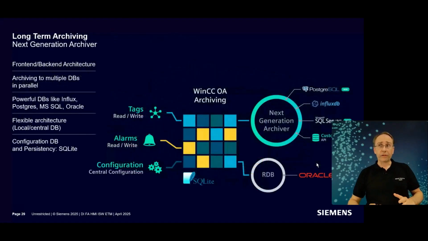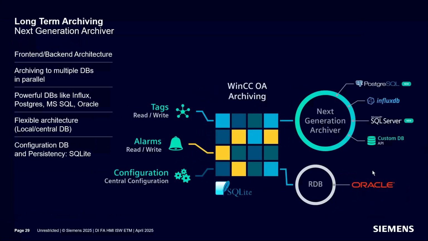Then, of course, we are going to have long-term archiving in place. But there is not only the long-term archiving, there is also the configuration of the system, which needs to be stored in some database. This database, which we use for storing the configuration, but also the process image, the persistency of the system, and not only the values but also the alarms, all of these things. So persistency, configuration, data point type definition, all of that is done with a SQLite database.